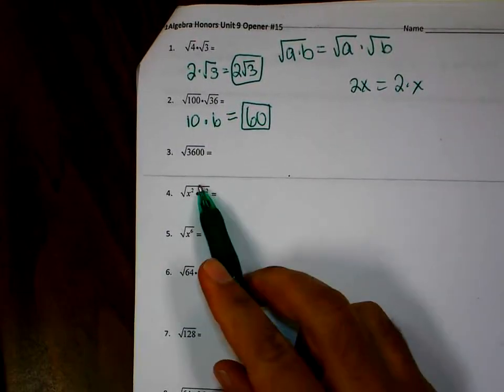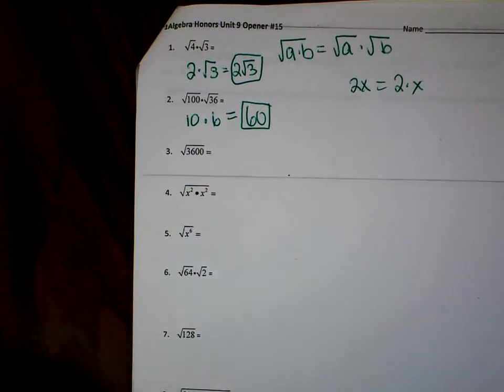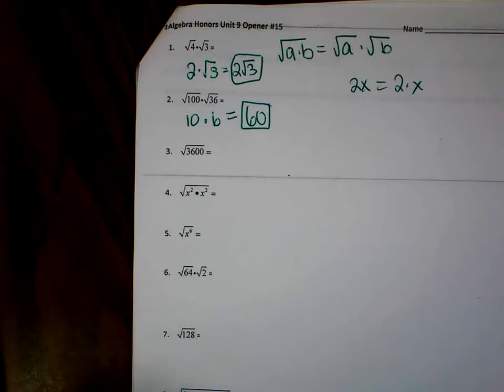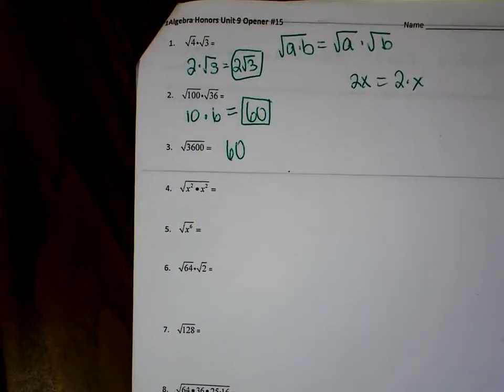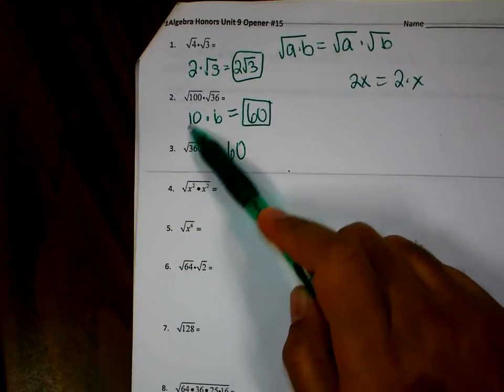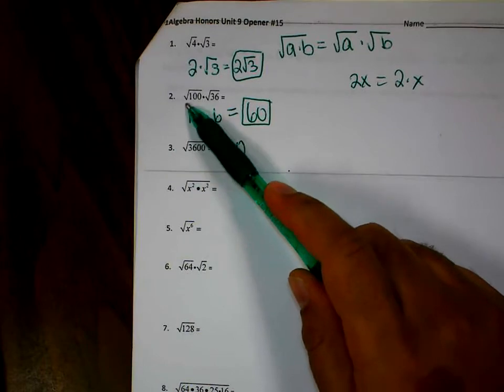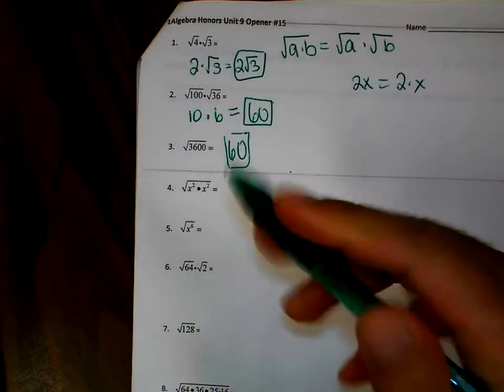All right, looking at the next one, the square root of 3600. Well, if I type that in a calculator, I wonder if that comes out to be anything good. In fact, it is 60, because 60 times 60. And you'll notice there's maybe some pattern between number 2 and number 3. Does anyone notice anything? I mean, the answers are the same. Why are they the same?